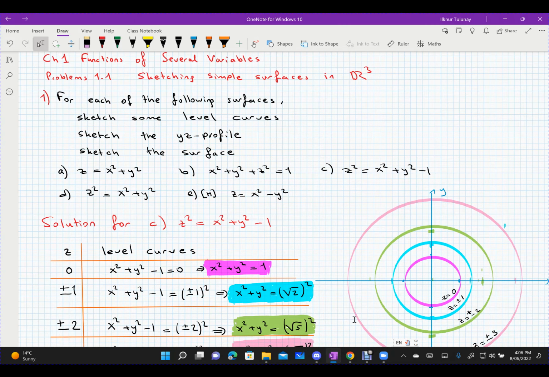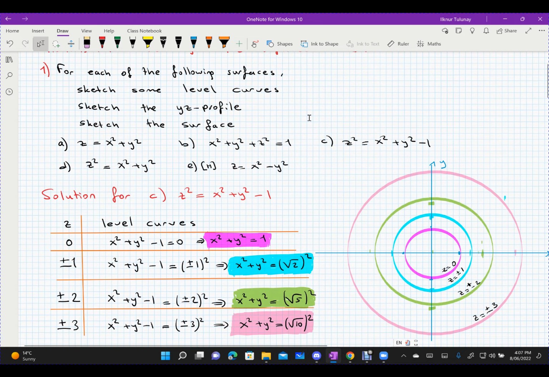Hello everybody, I'm going to solve two types of problems in this video. One, sketching simple surfaces in R3, and another one related to partial differentiation. In this question, we will first sketch some level curves and then the YZ profile. By using these two, we will sketch the surfaces.